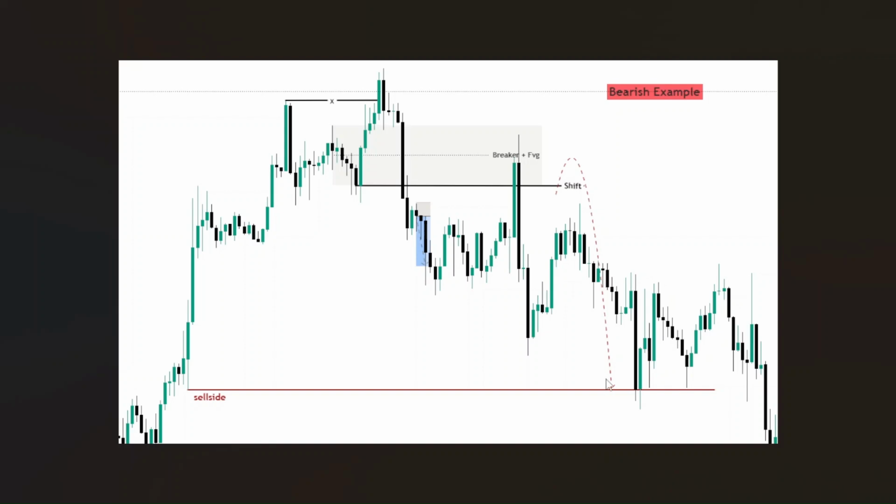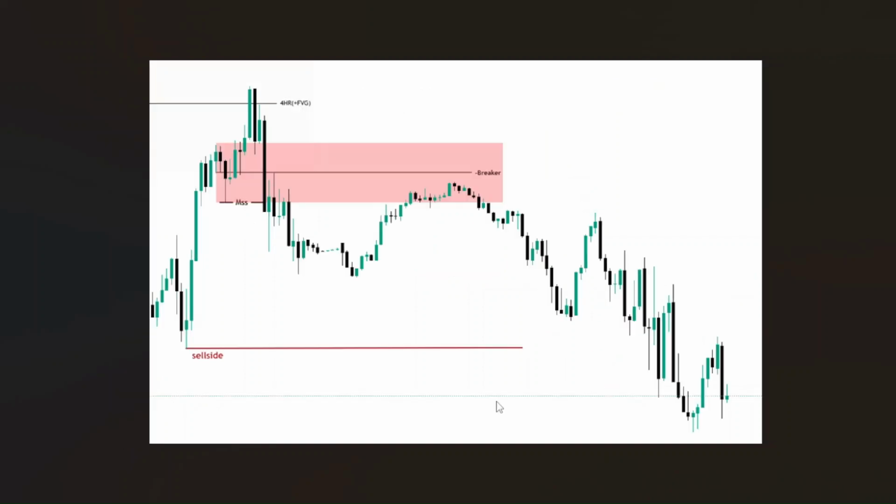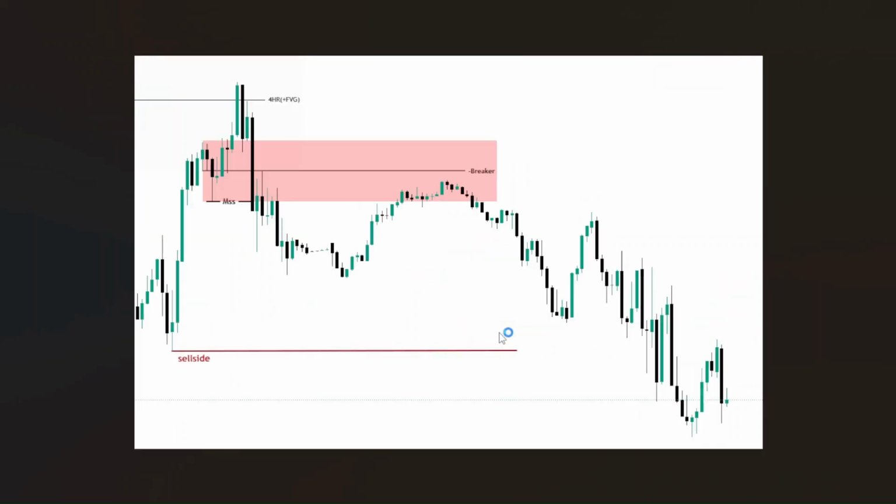As simple as that. That is a very simple concept, right? Yeah, that's an example of a bearish breaker block. So do I have another one? Let's see. Yeah. So look at this.